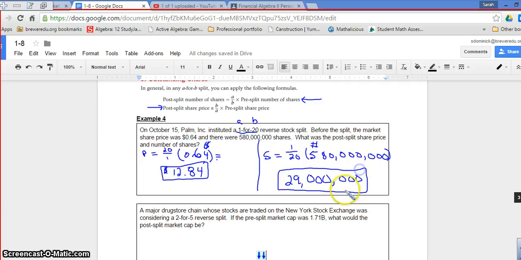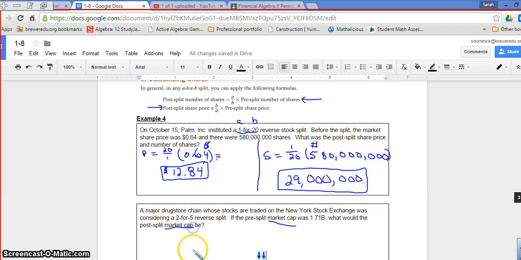Okay. One more. This one you want to read really carefully. A major drugstore chain whose stocks are traded on the New York Stock Exchange was considering a 2 for 5 reverse split. So you would get 2 stocks for every 5 you owned before the split. If the pre-split market cap, so if the company was worth $1.71 billion before the split, what would the post-split market cap be?